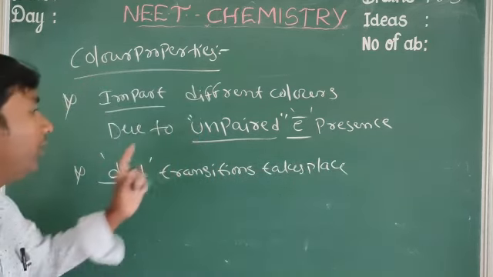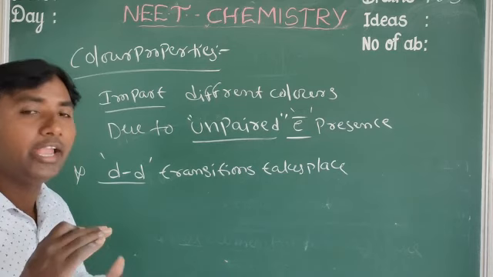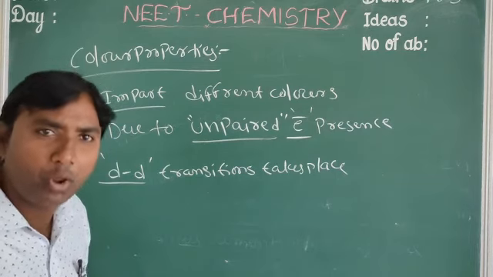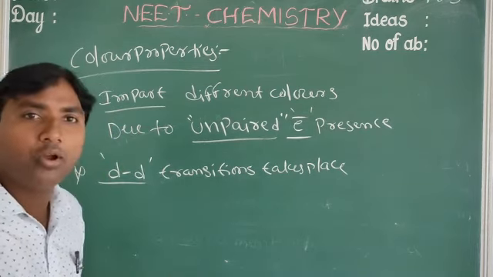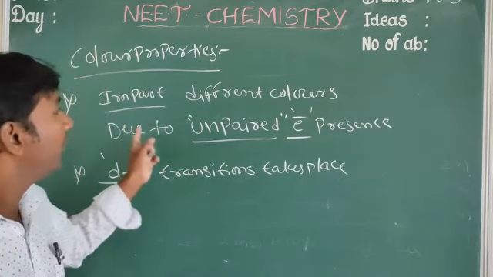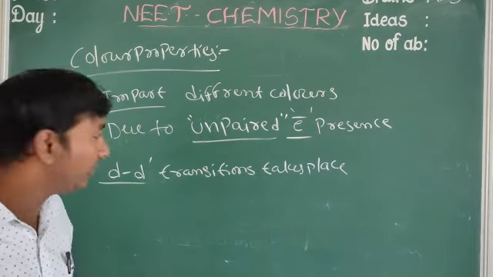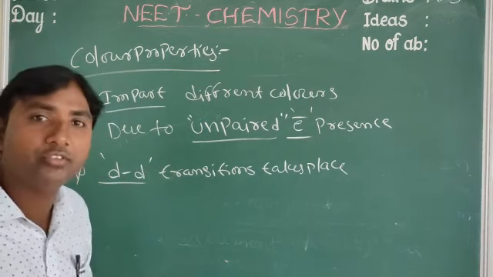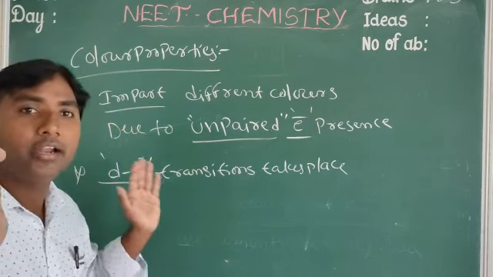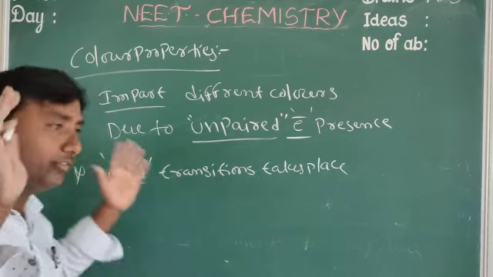That's why due to d-d transitions, d block or transition elements exhibit different colors compared to s block and p block elements. What is the reason? Due to unpaired electrons present, d-d transitions take place. This is the reason transition elements or d block elements exhibit different colors.